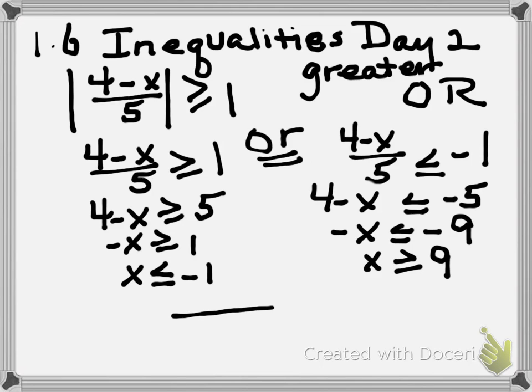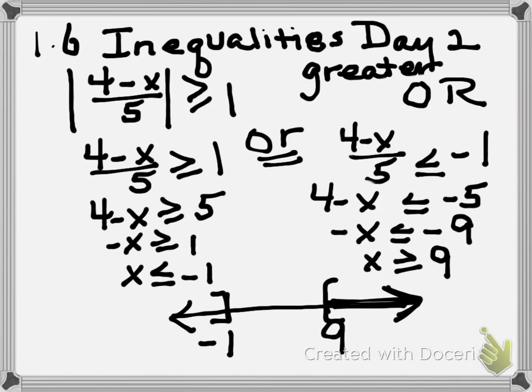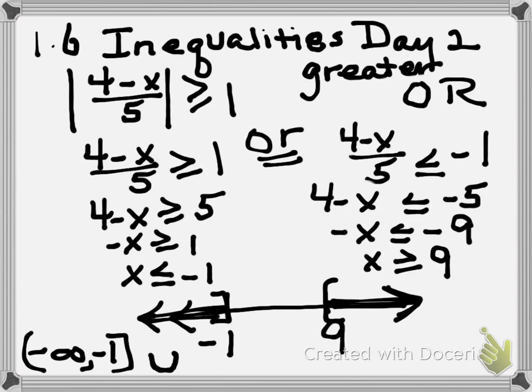So when I take a look at this solution, I'm saying from 9 to the right or from negative 1 to the left, inclusive of negative 1 and 9, is the solution. And I write it as negative infinity to negative 1, inclusive of negative 1, or, with the U for union, 9 to infinity.